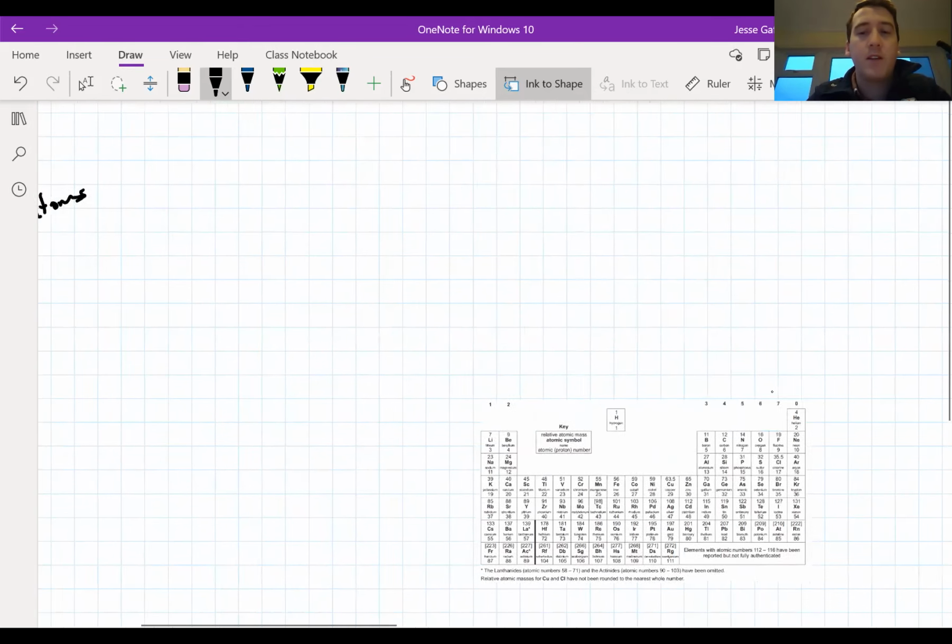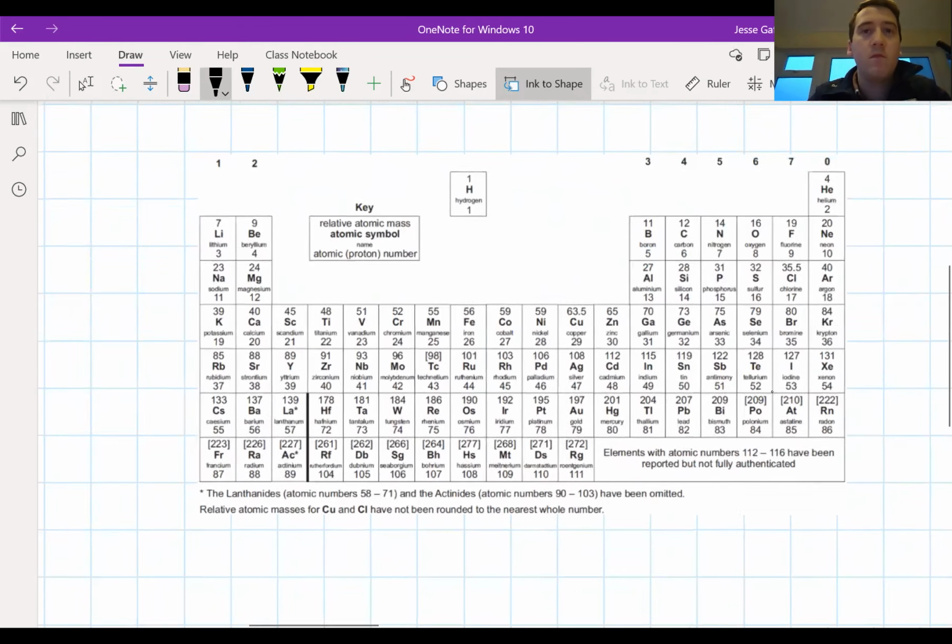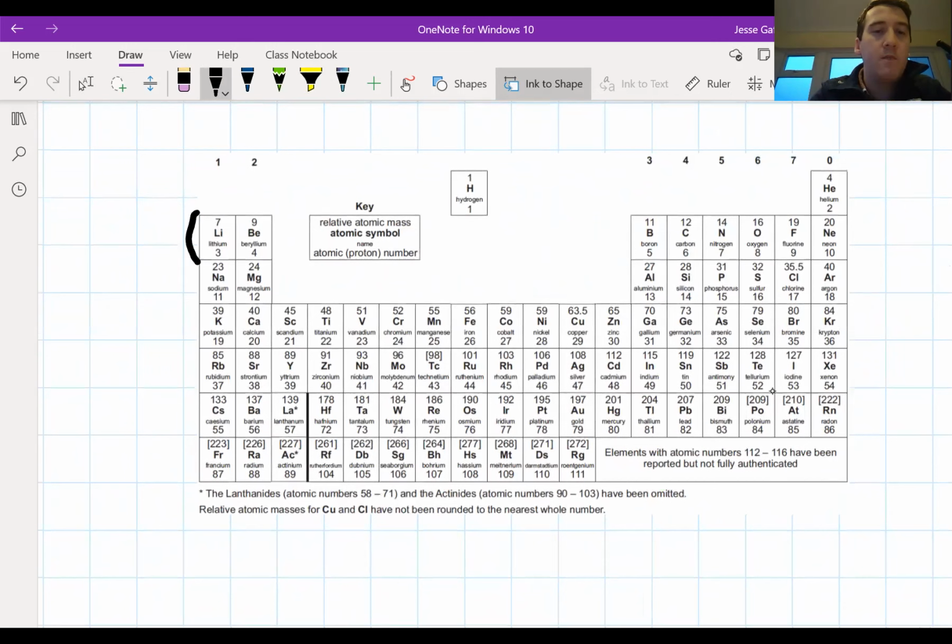If we go to our periodic table, look at lithium. 7. Sorry, I'm after blocking it out. Lithium has an atomic mass of 7.